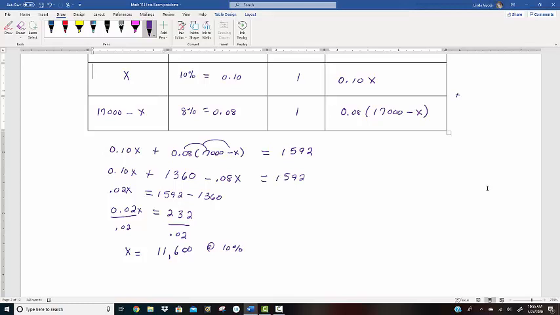But they also want to know at 8%. So then we have to do 17,000 minus x, which is 17,000 minus 11,600, which is going to give us the value 5,400, which is the amount we invested at 8%.